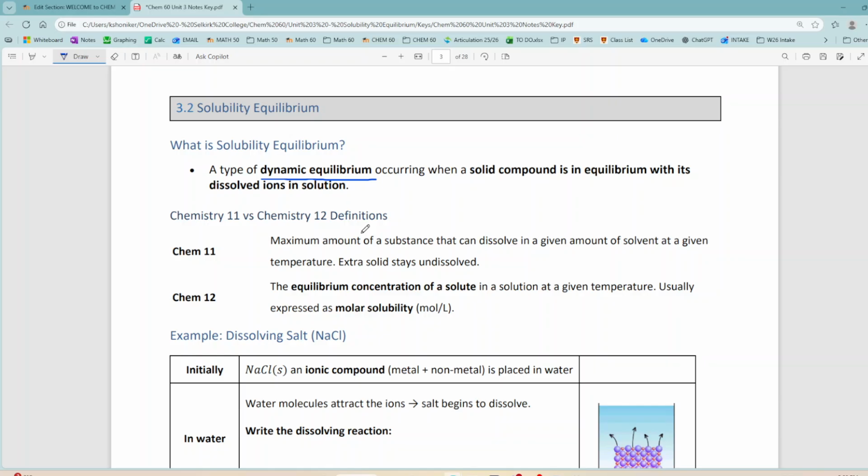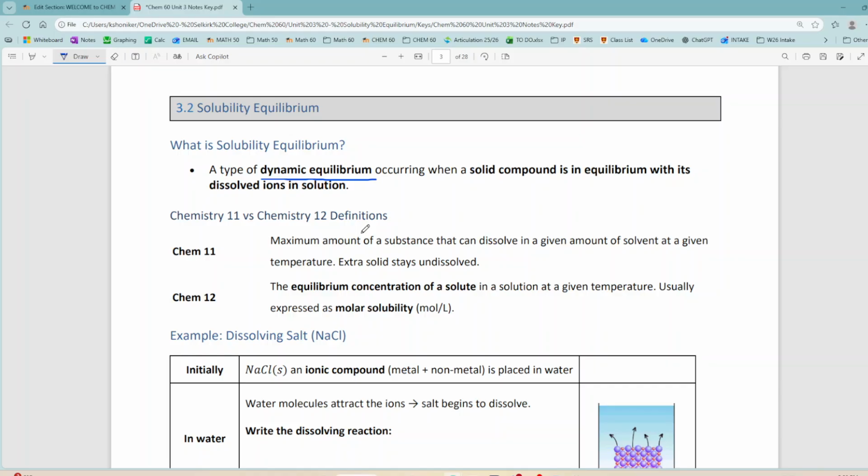What does that mean? Well, in Chem 11, we always talked about the fact that solutions can only hold so much. So there is a maximum amount of a substance that can dissolve in a given amount of solvent at a given temperature. You know that you've got the maximum amount in there when extra solid stays undissolved.